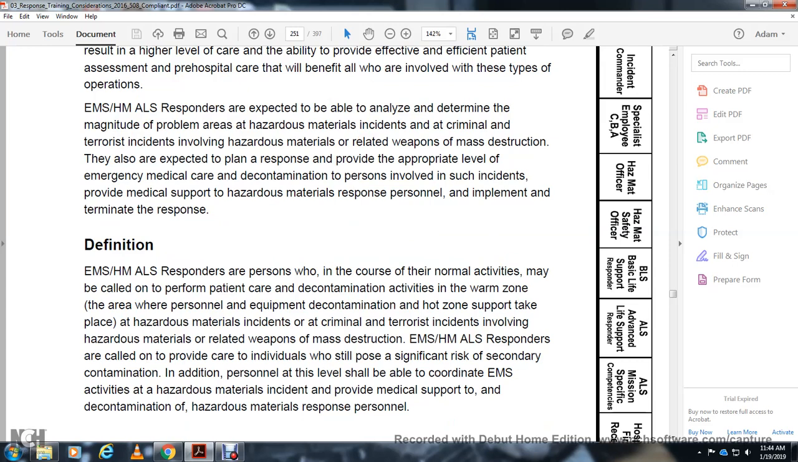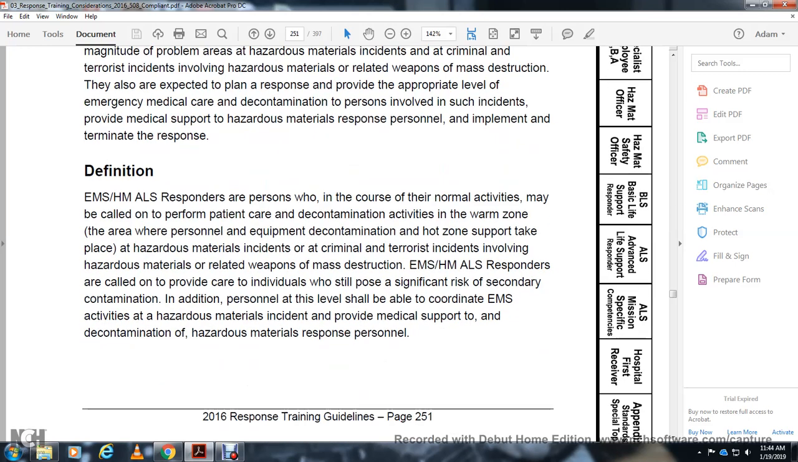The Emergency Medical Service hazmat advanced life support responder is a person who, within normal activity, may be called to perform patient care in the decontamination activity warm zone. For personnel equivalent to the decontamination hot zone, support is taken with the hazmat team in criminal or terrorist incidents involving hazmat-related weapons. The responder should be able to provide care for those ill who pose a significant risk of secondary contamination. In addition, personnel should be able to coordinate emergency medical service activation for the hazmat incident, to provide medical support and decontamination to hazmat response personnel.